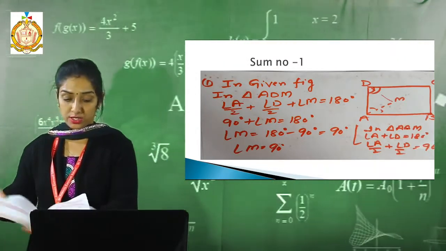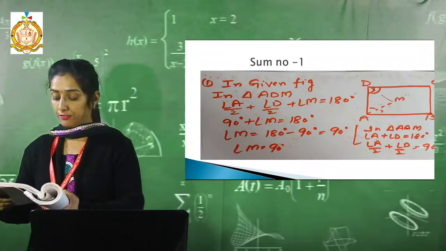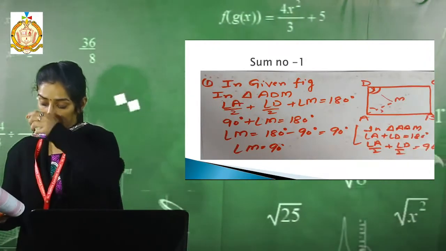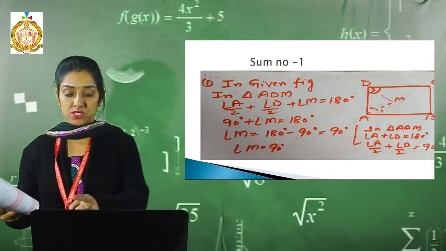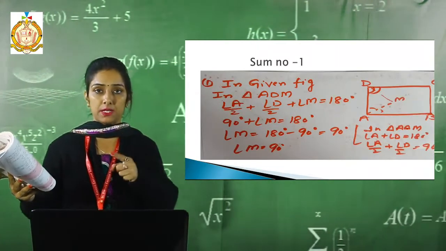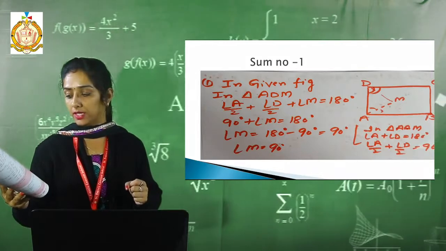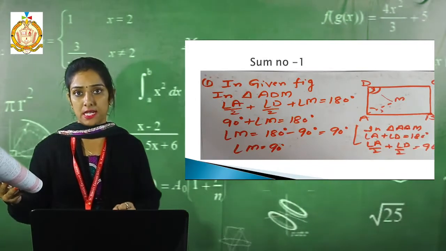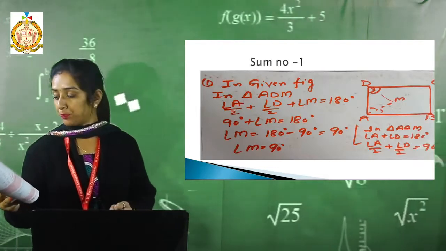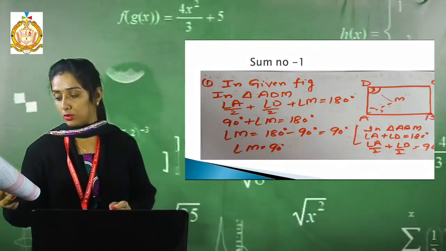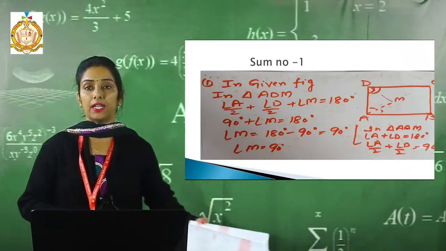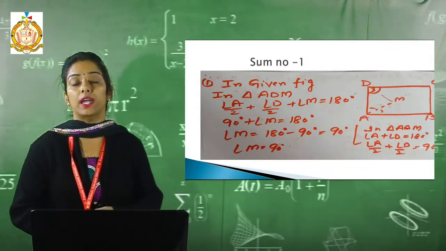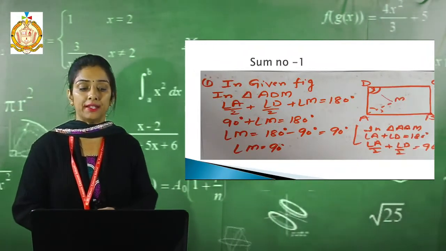Now in the first question, see in the figure given below, AM bisects angle A and DM bisects angle D. See in the diagram ABCD we have a parallelogram in which AM bisects angle A and DM bisects angle D. Prove that angle AMD is 90 degrees. Now we have to prove that angle AMD is equal to 90 degrees.